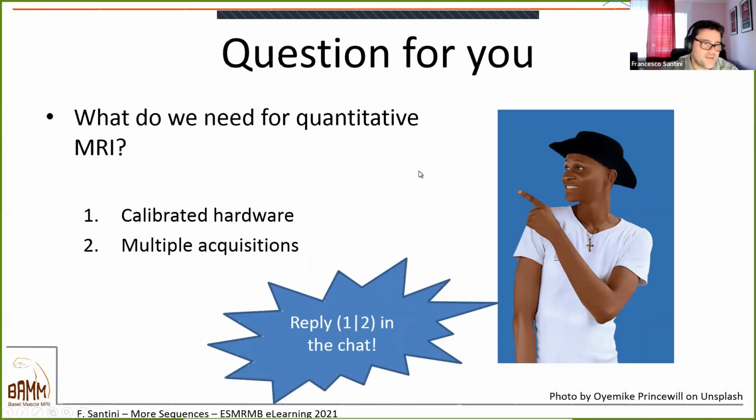So, final question for you. We're almost finished. After what I've seen, what do you need for quantitative MRI? Do you need a special MRI system that is calibrated and then you can extract the values? Or any MR system can do quantitative MRI, but you need multiple acquisitions to extract one single parameter?